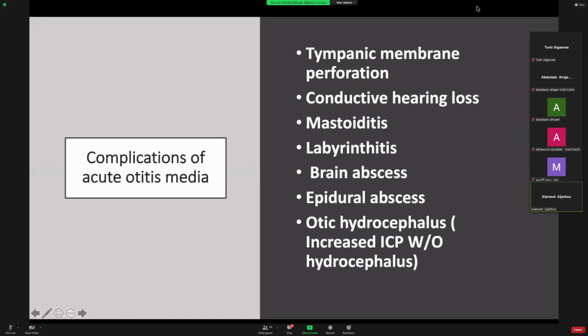So what are the common complications of acute otitis media? As we mentioned, the patient can have tympanic membrane perforation and conductive hearing loss. A common manifestation is mastoiditis. The serious complications are brain abscess secondary to otitis media or epidural abscess. Also, otitic hydrocephalus is a rare complication when the patient presents with signs of high ICP but without hydrocephalus.